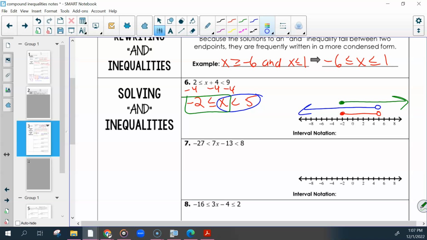Where does it start? Negative 2. So not parentheses because it's closed. And at 5, would that be parentheses or bracket? So some of these could be parenthesis, bracket, bracket, parenthesis, bracket, bracket, parenthesis, parenthesis. It's going to be a mix. Could be a mix.